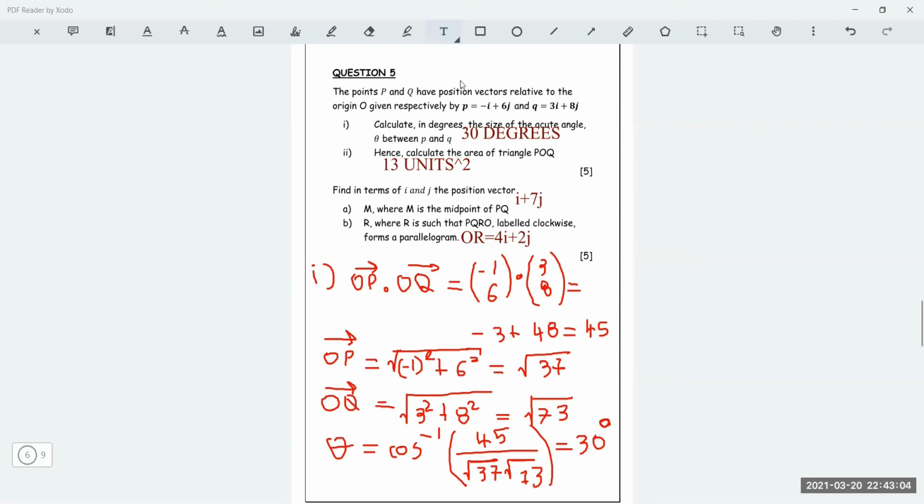All right, let's see, it's minus 1 times 3. That's minus 3 plus 6 times 8 is 48. That's 45. Then we said minus 1 squared plus 6 squared. We worked that out. Minus 1 squared plus 6 squared is the square root of 37. That's fine. Then we got OQ is 3 squared plus 8 squared, and we square root that. That's OQ. So theta is cos inverse of OP dot OQ.